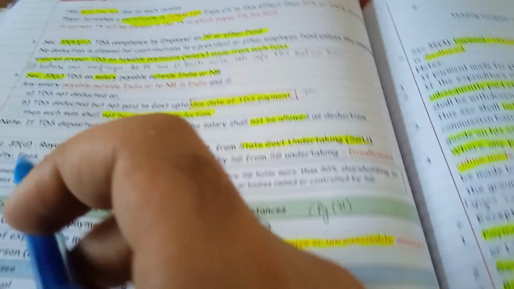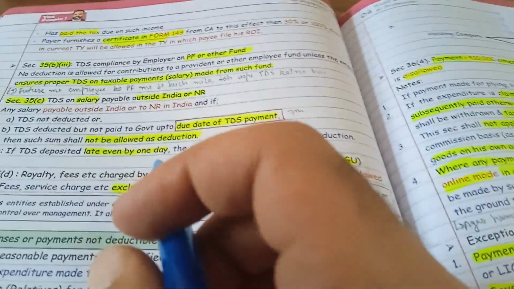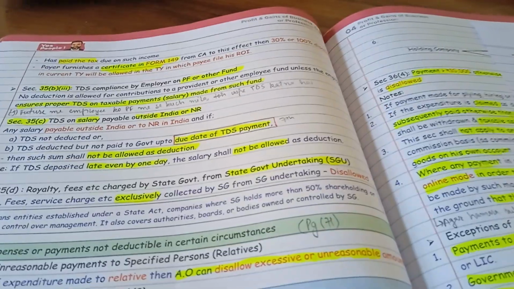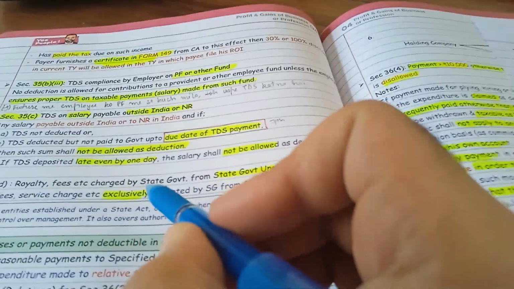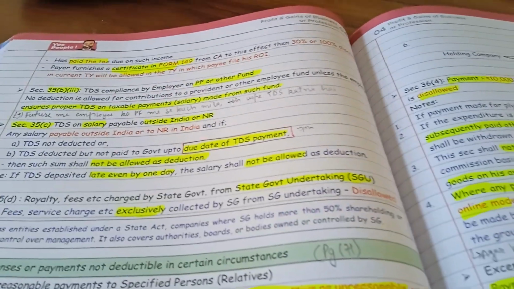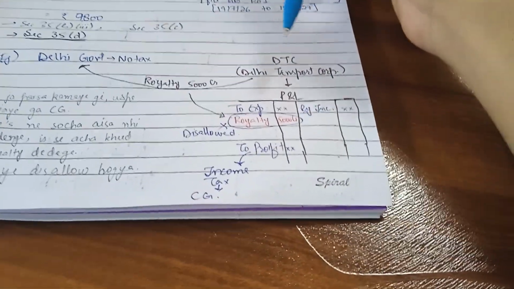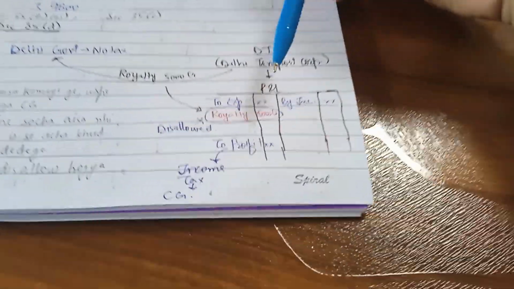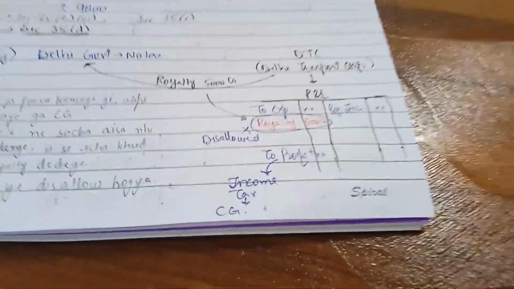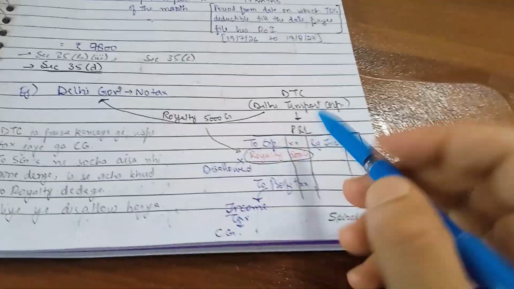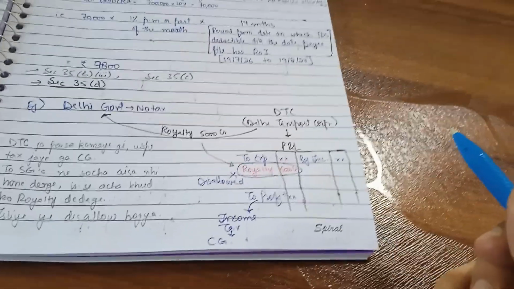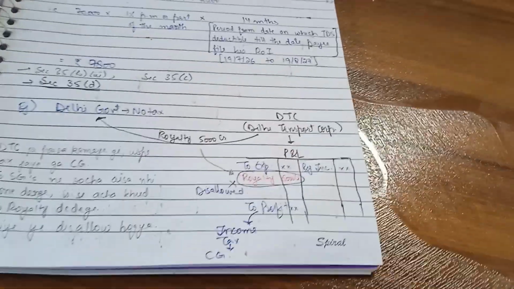Then is the last case of section 35B, which deals with the case where royalty is charged by the state government from the state government undertaking. And if this royalty is collected exclusively by the state government, then such expenditure is disallowed for the state government undertaking. Like in this example, Delhi government charges Delhi Transport Corporation a royalty of rupees 5,000 crores. Then in the profit and loss account of the Delhi Transport Corporation, they would normally like to show the royalty as expense and claim deduction, but it is disallowed.